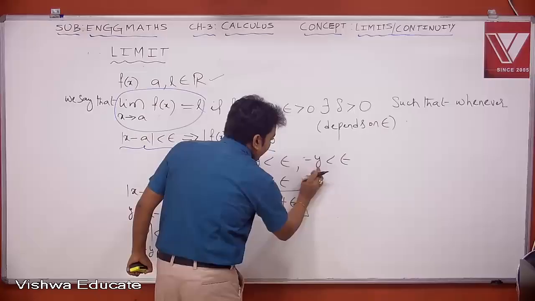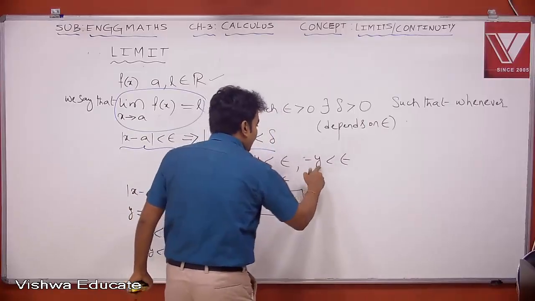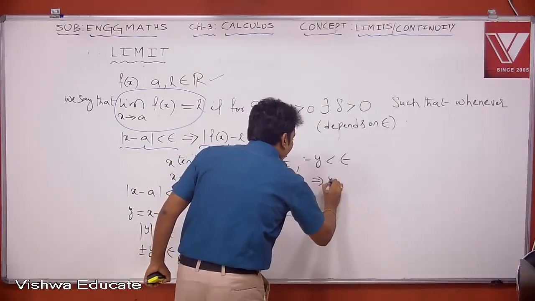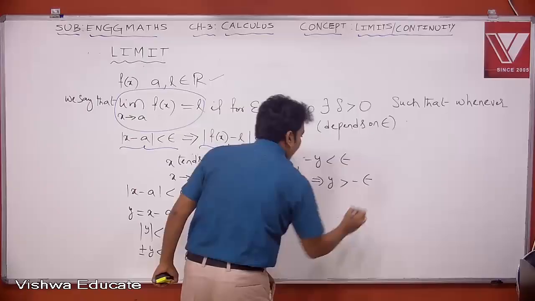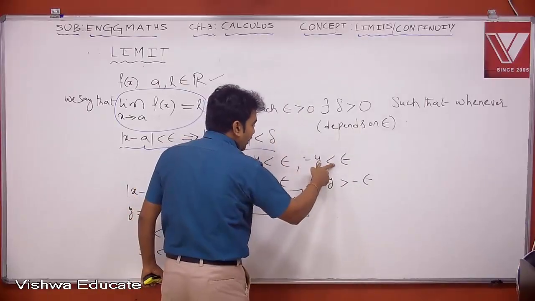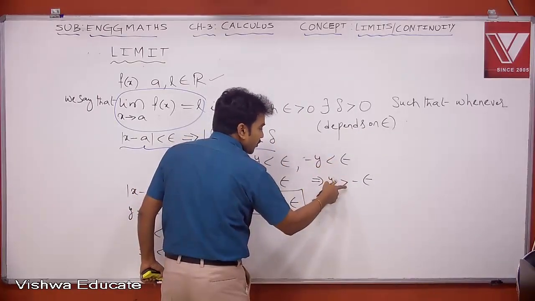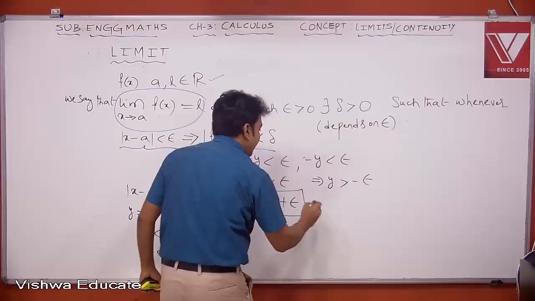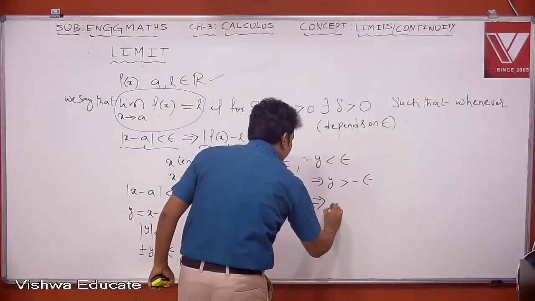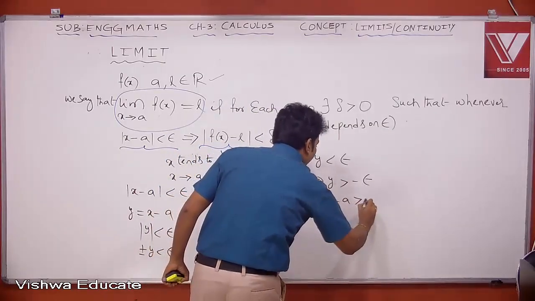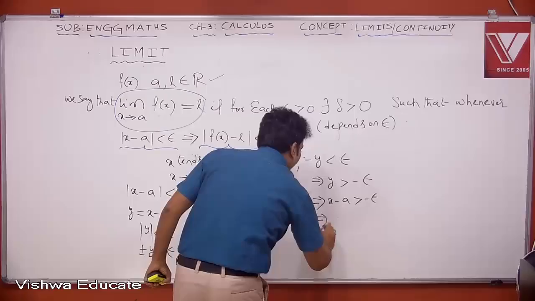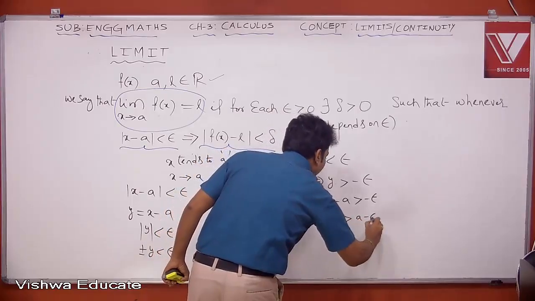Now when you come to this, minus y less than epsilon actually implies y is greater than minus epsilon. When you multiply an inequality by minus, less than becomes greater than and greater than becomes less than. So what is y? y is x minus a, which is greater than minus epsilon. This implies x is greater than a minus epsilon.